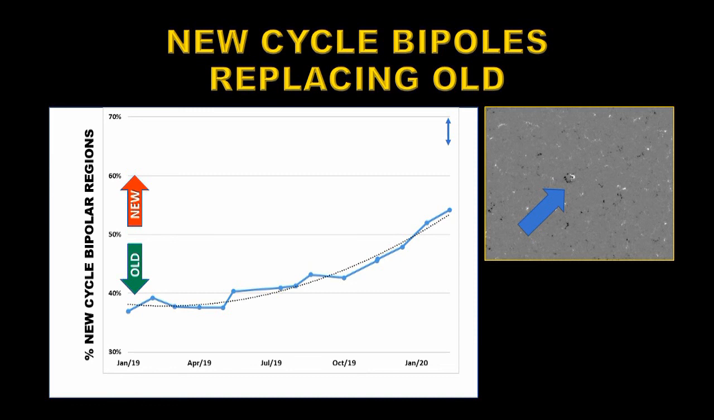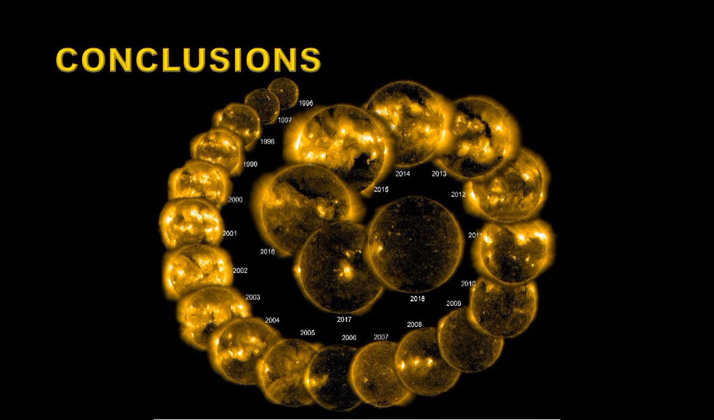And now the uncertainty on these points is about 5%, and that's shown by the double arrow in the top right hand corner. So you can see that this change is indeed significant, and we've transitioned from largely old cycle bipoles to a majority of new cycle bipoles, and that's true actually of both hemispheres. Both hemispheres are now above 50%, the south being slightly ahead of the north, but both now are above 50%. So it does look as though we are changing from solar cycle 24 to solar cycle 25, even on the small scale magnetic fields.